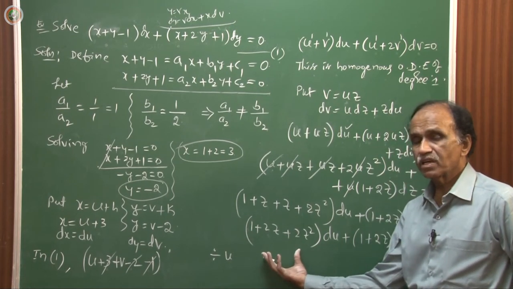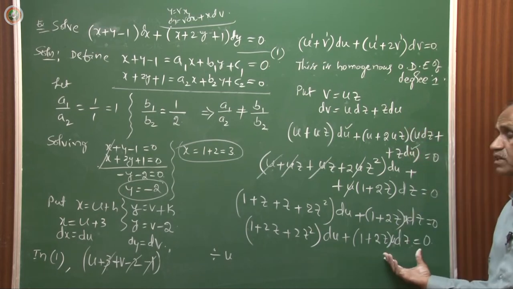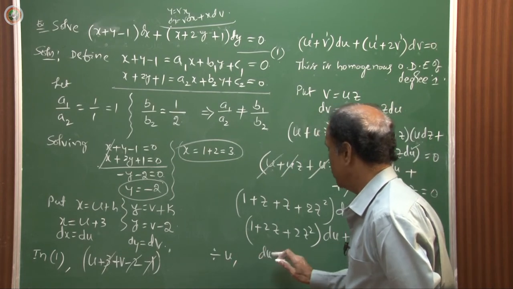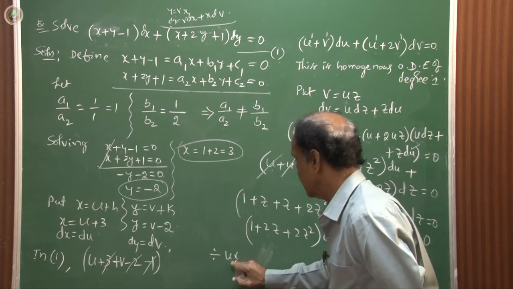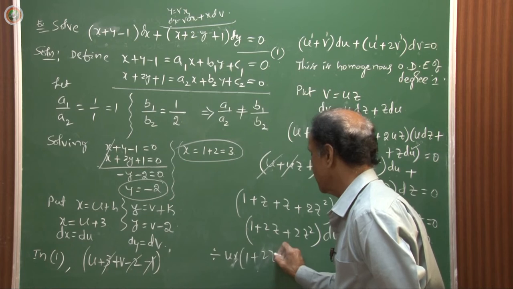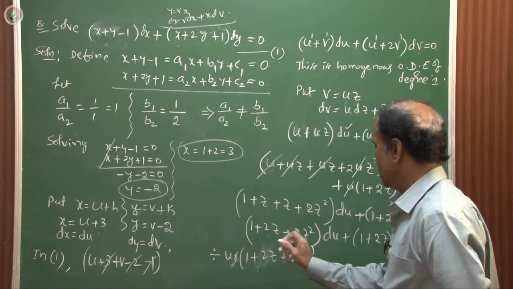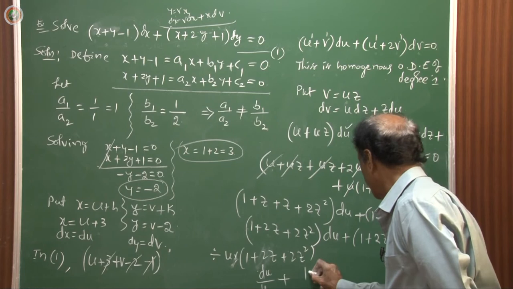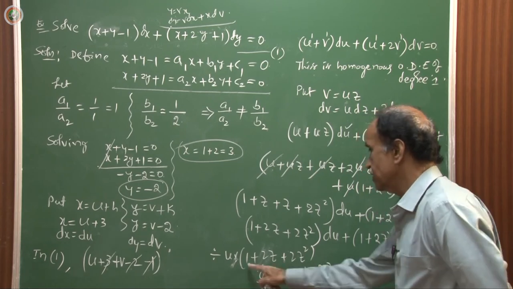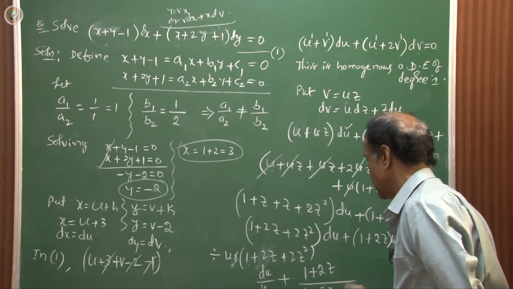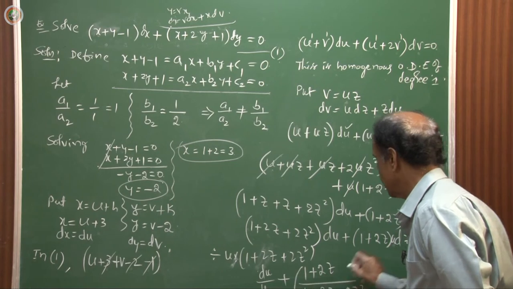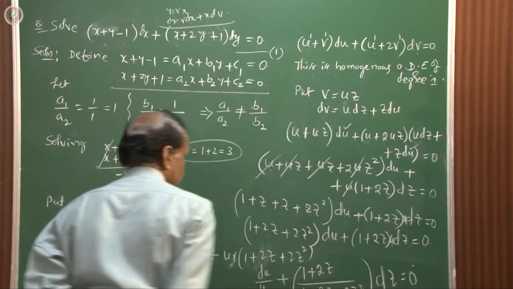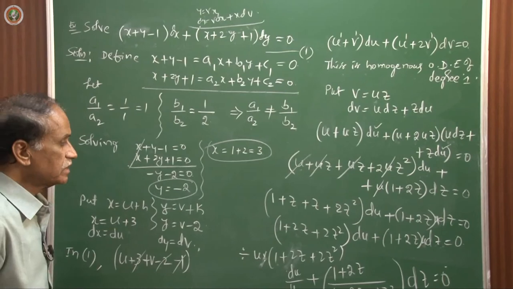Separating the variables means grouping u terms in first position, z terms in second position. Then dividing by u and the product 1 plus 2z plus 2z square, we get du divided by u, one term, and 1 plus 2z in the numerator and in the denominator 1 plus 2z plus 2z square. This is the coefficient for dz. This is the correct stage where we reached and it is ready for the integration.